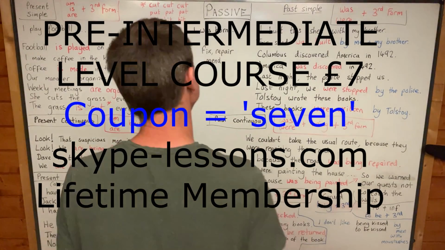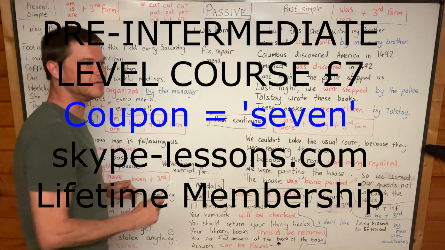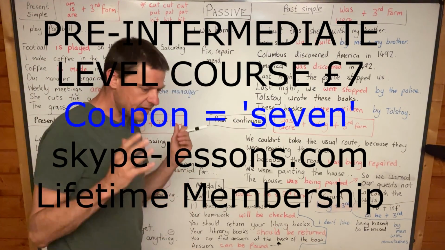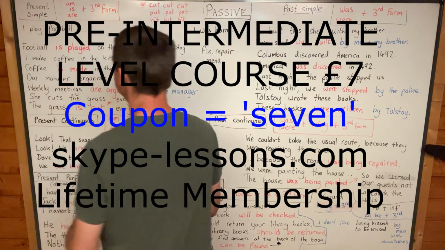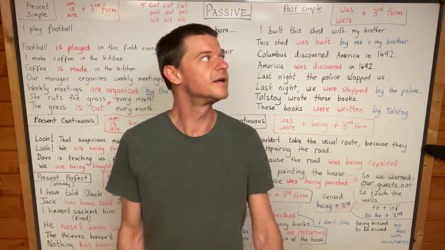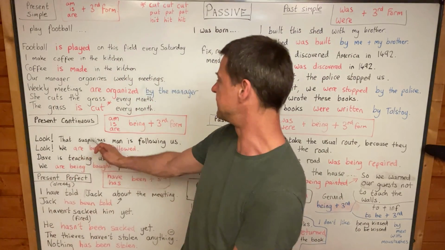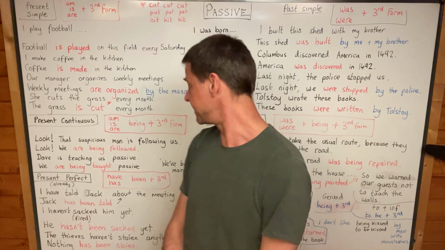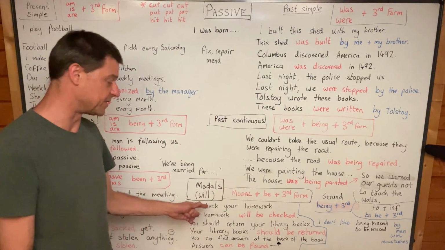Okay, welcome to a class on passive forms. Now, passive, what is passive? Let me show you with two sentences. And we're going to look at present simple, then past simple, then present continuous, then past continuous, then present perfect, and then modal verbs, which is will.